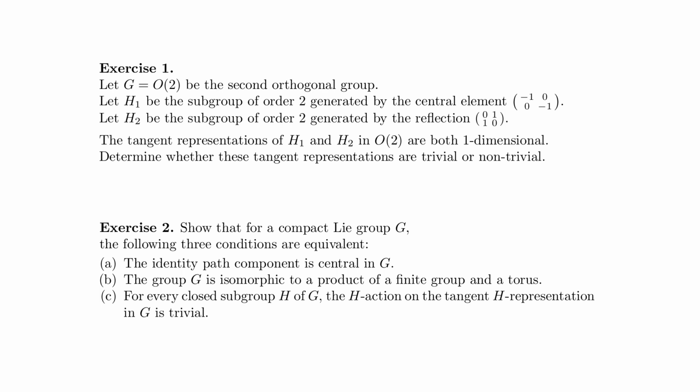The second condition is equivalent to the property that the group is isomorphic to a product of a finite group and a torus, where a torus is a connected compact abelian compact Lie group. And these are classified, these are always finite products of circle groups, finite copies of the group U1. The third condition, which is equivalent to the first two, is that for every closed subgroup H of G, the tangent H representation is trivial. So this gives a characterization of those ambient groups G such that no matter which subgroup H you take, the tangent representation is trivial.